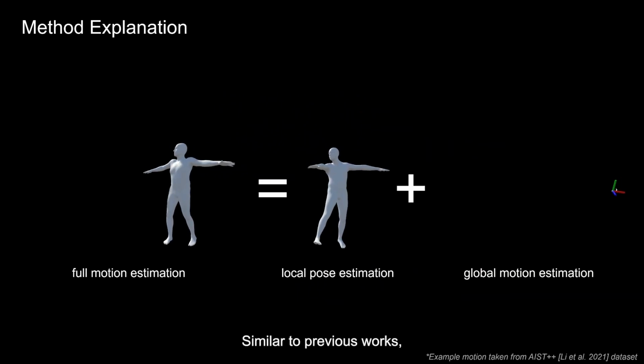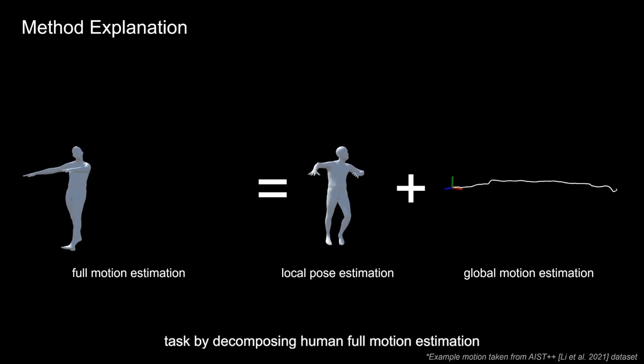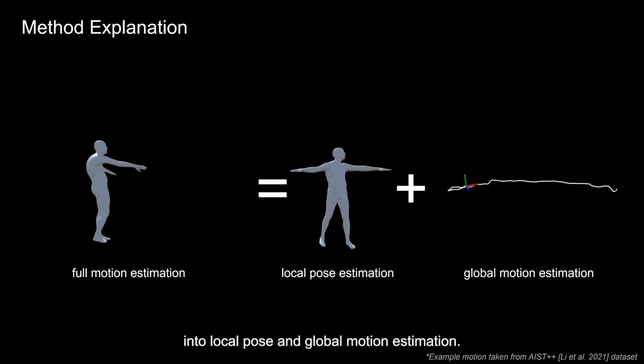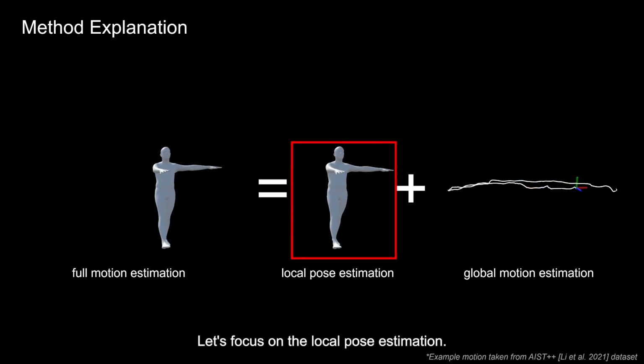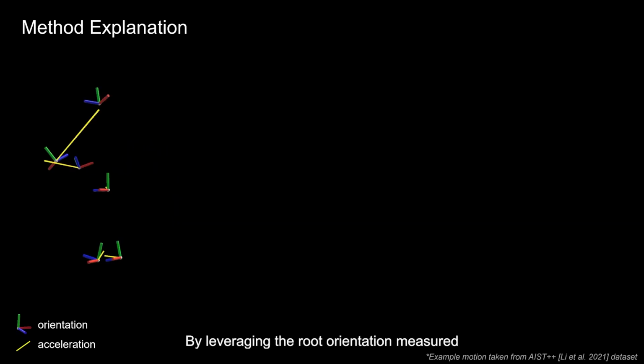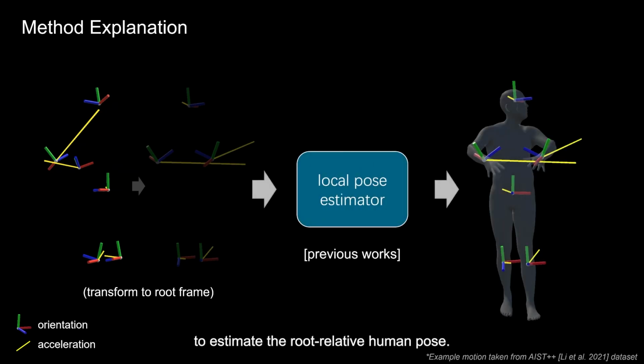Similar to previous works, we tackle this task by decomposing human full motion estimation into local pose and global motion estimation. Let's focus on the local pose estimation. By leveraging the root orientation measured by the sensor placed on the root, previous works transformed the input sensor orientations and accelerations to the root frame to estimate the root relative human pose.